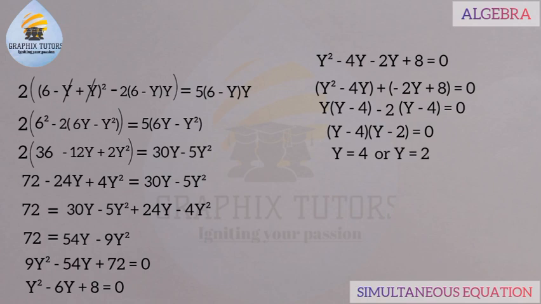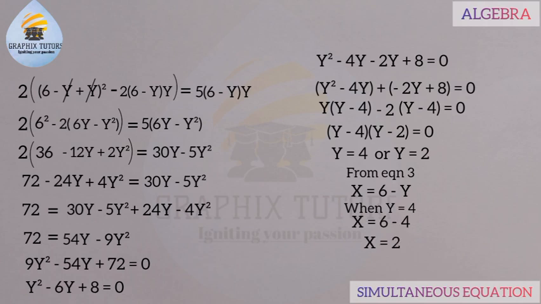Now from equation 3, we know that x is equals to 6 minus y. So when y is 4, x will now be equals to 6 minus 4, and my x is equals to 2. So my x is 2 and y is 4, or my y is 2 and x is 4.